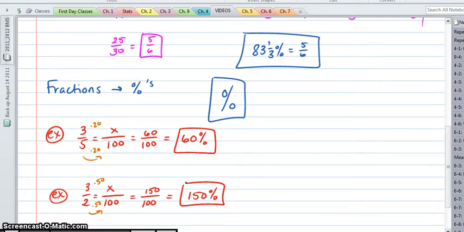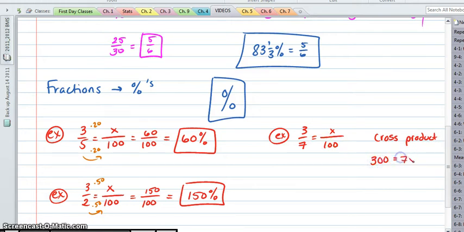Now, let's say it doesn't work out so nicely. What do you do then? Well, for example, 3/7. Here again, we could go ahead and do the same thing. You can set up a proportion. 7 does not go evenly into 100, so you could cross multiply, or in other words, use the cross product. Okay, this is one way to do it. And you'd get 3 times 100, which is 300, and that should equal 7 times x.